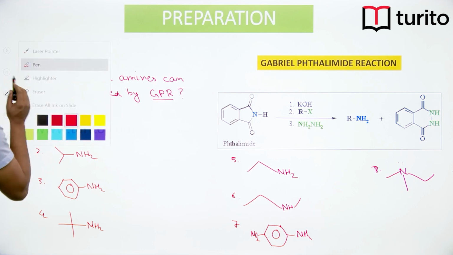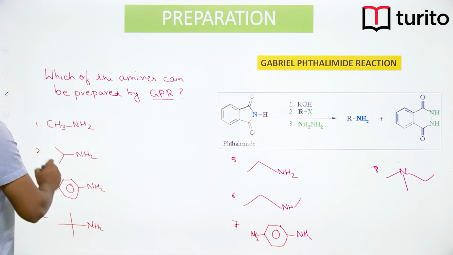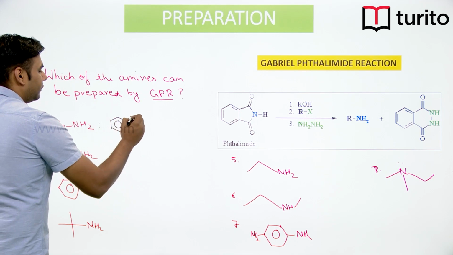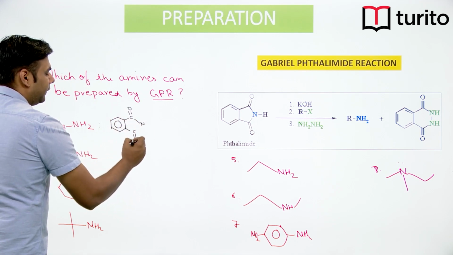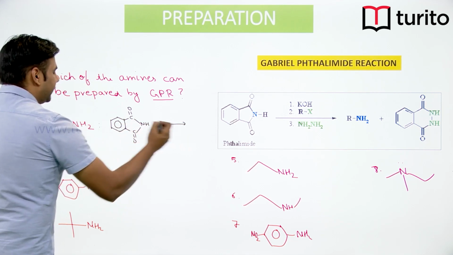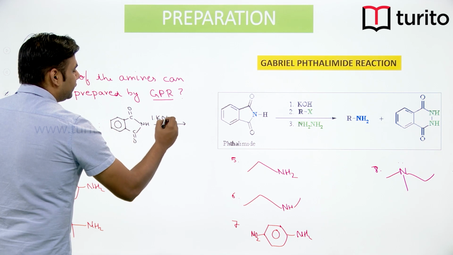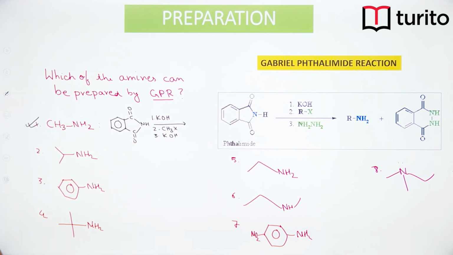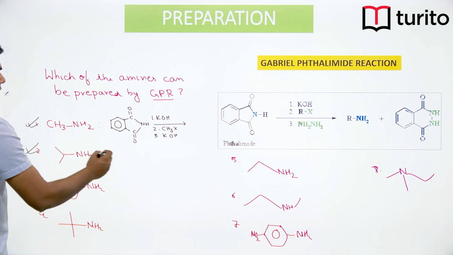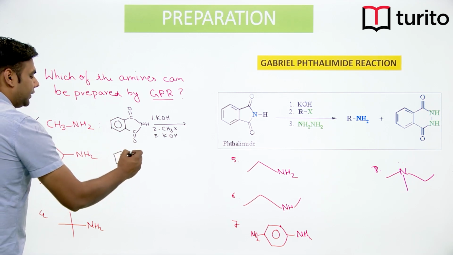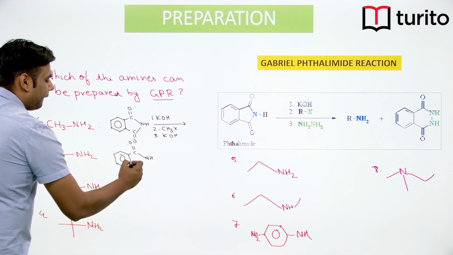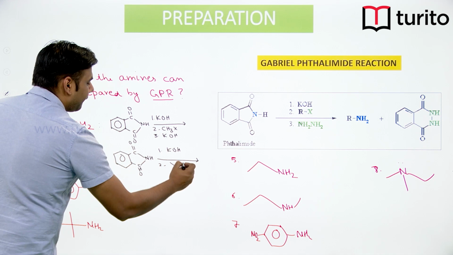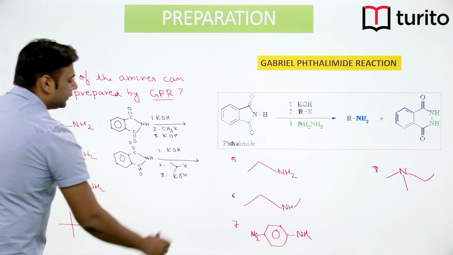We know that this reaction is effectively used to prepare a 1 degree amine. So this is a 1 degree amine, so this can be prepared effectively. The reagent that would be required here: nitrogen is coming from the phthalimide ring, so we have to take CH3X. In the first step we will add KOH, second step CH3X, and in the third step we will do hydrolysis, or you can do the reaction with hydrazine. So this can be prepared. This can also be prepared. Because this is again a 1 degree amine, we take phthalimide, add KOH, in the second step we add isopropyl halide, and in the third step we do the hydrolysis.